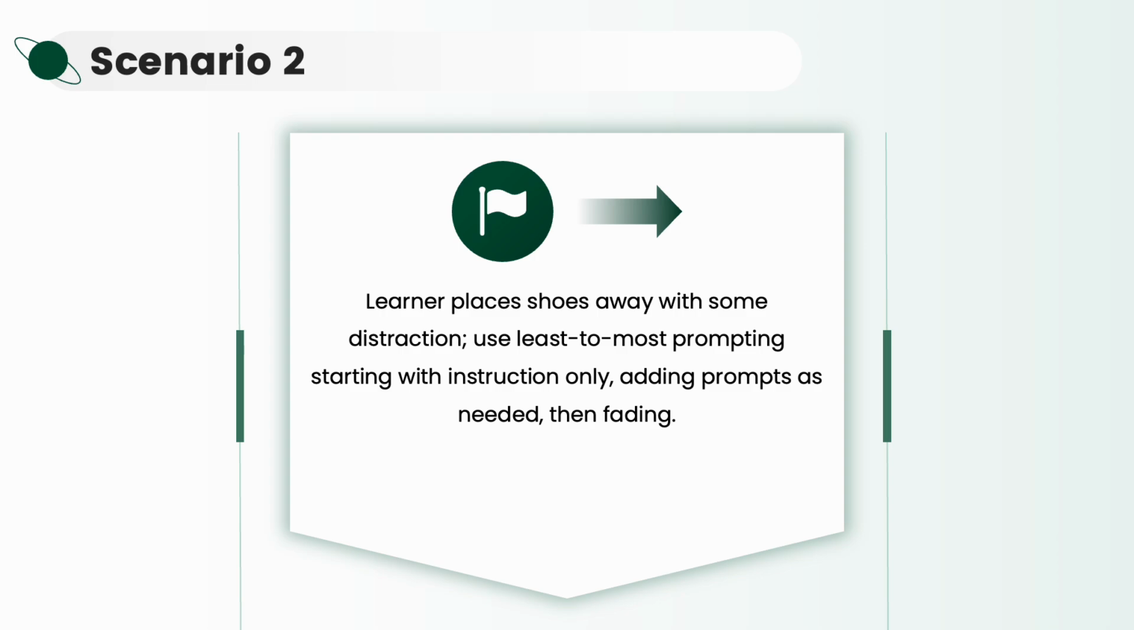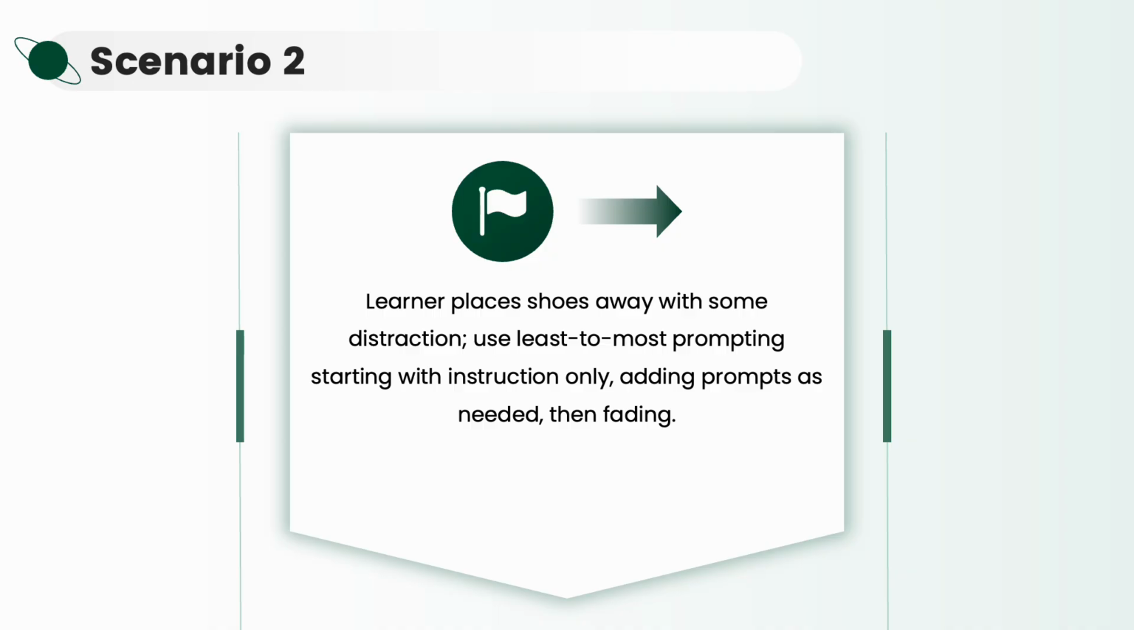Because this is likely a known or partially learned skill, we want to promote independence first, or we want to avoid unnecessary prompting. Let's walk through the trial. You give the instruction, put your shoes away. Now what? You wait. This is the most important part. If the learner doesn't respond or is distracted, then we move up the hierarchy.